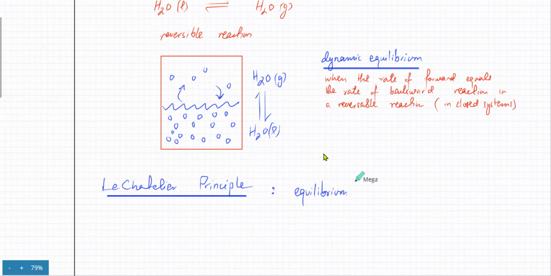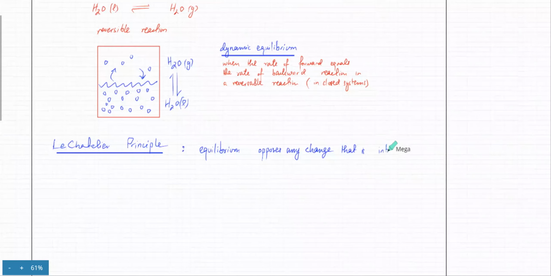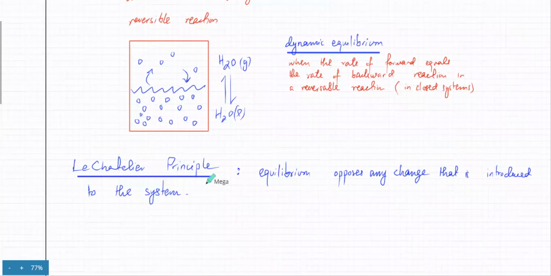Okay, and we're going to keep talking about this equilibrium because this is the simplest equilibrium. It's easy to visualize as well. So equilibrium opposes any change that's introduced to the system. So whatever you're going to try and do, the equilibrium is going to oppose that.